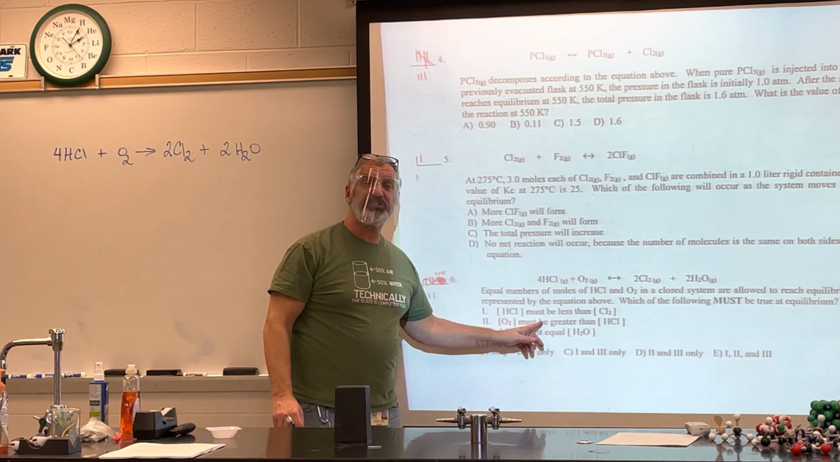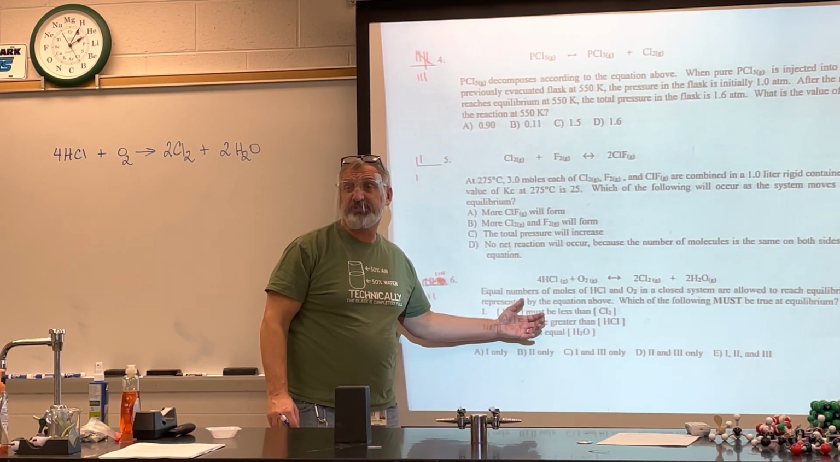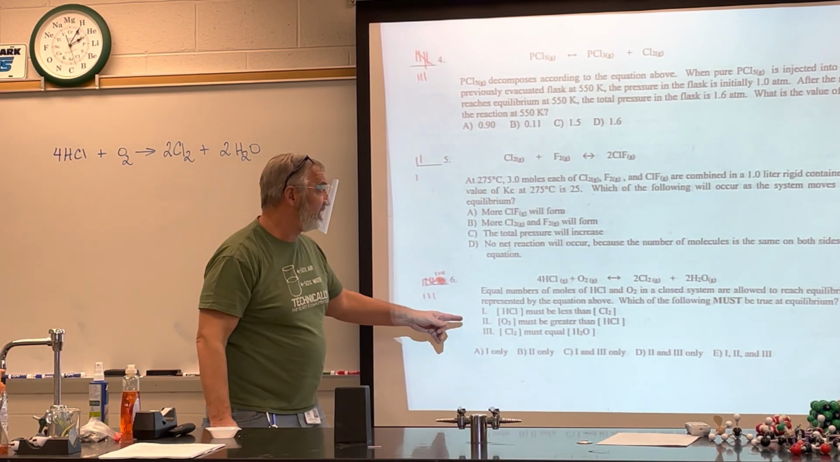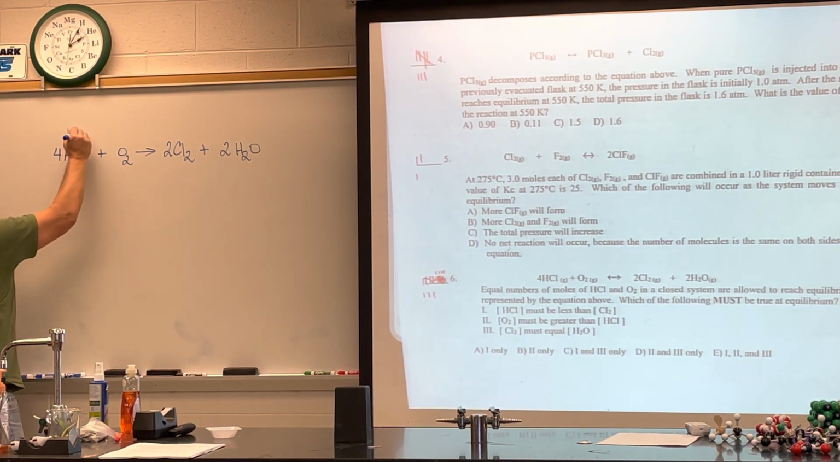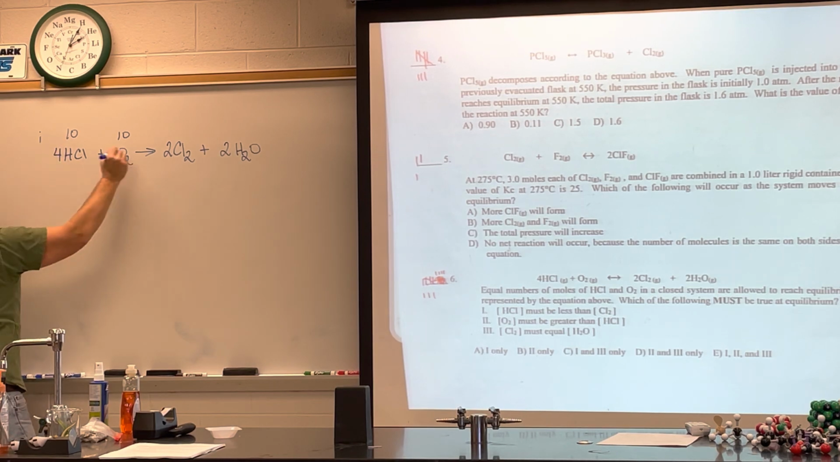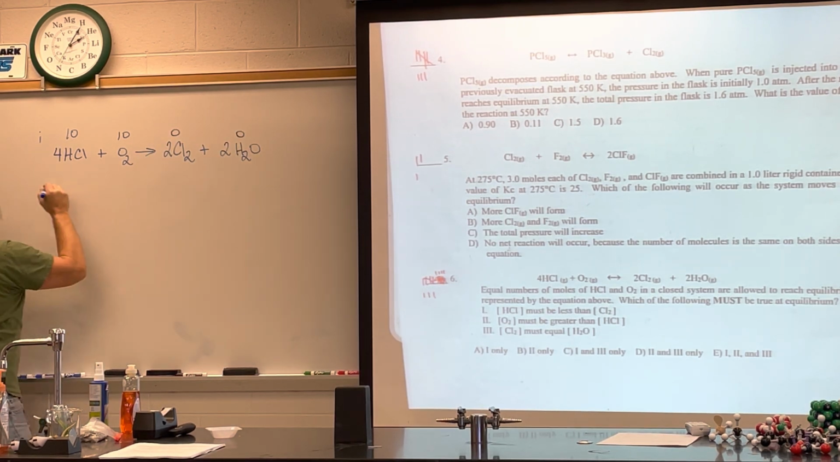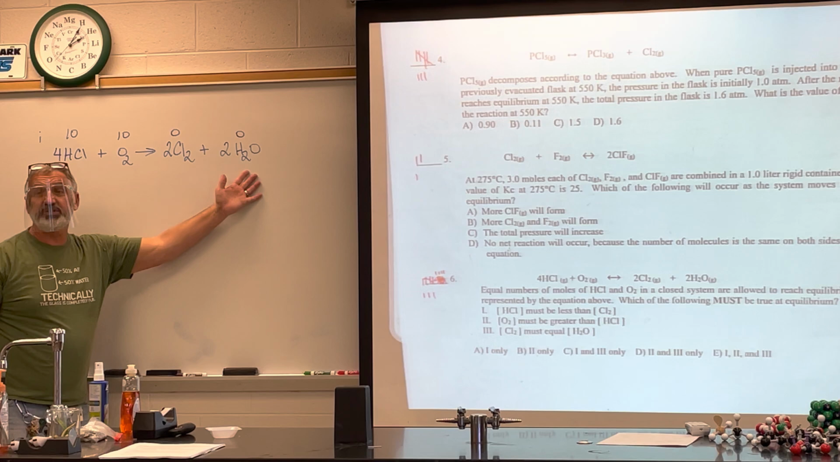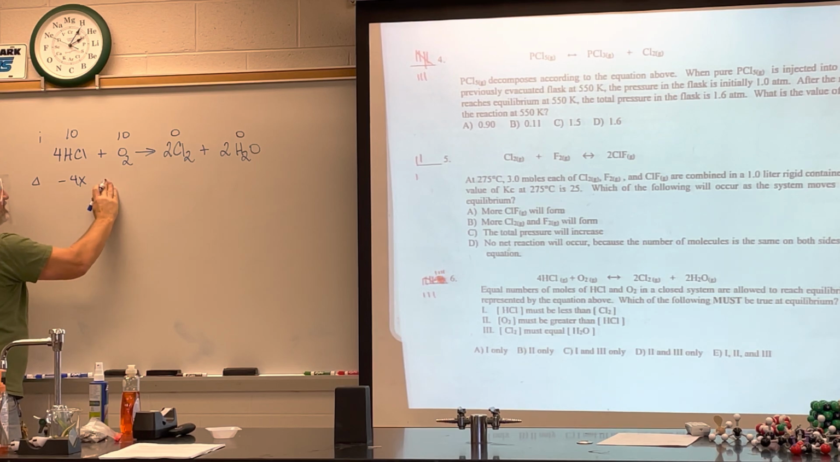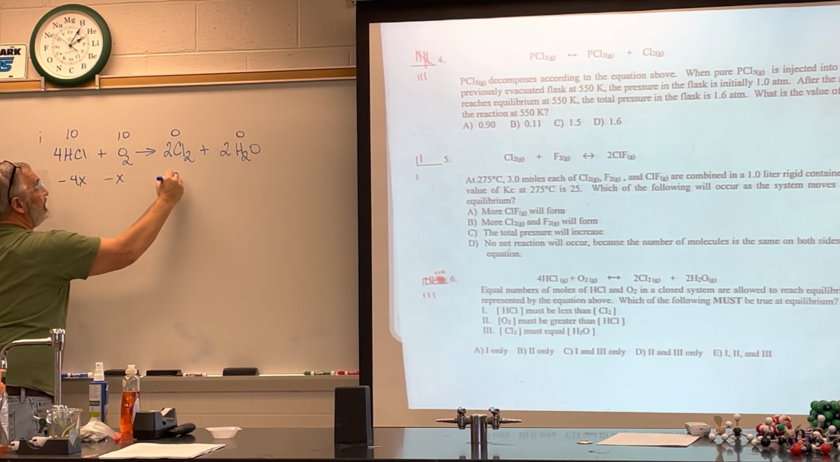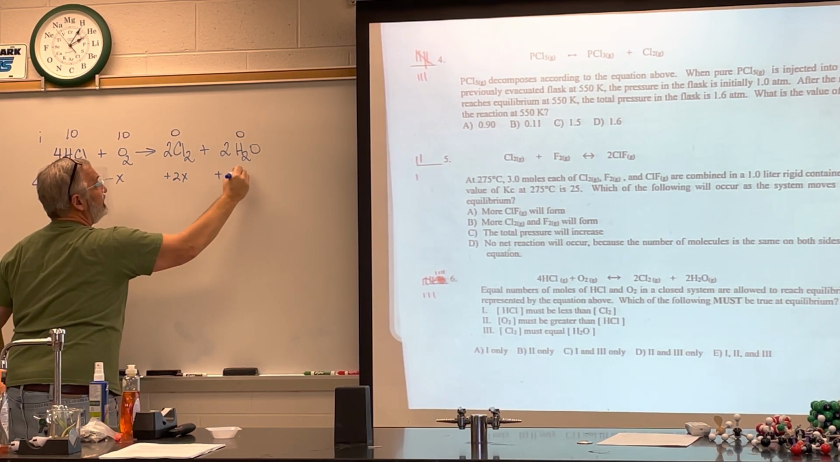So when I have a situation like this, I put in numbers, just randomly pick some numbers. It says equal numbers of moles of HCl and O2. So I'm just going to pick 10 as my initial. 0 and 0. Because these are 0, to go to equilibrium, what's the way it has to go? To the right. So what's this going to be? Minus 4x, minus x, plus 2x, plus 2x, right?